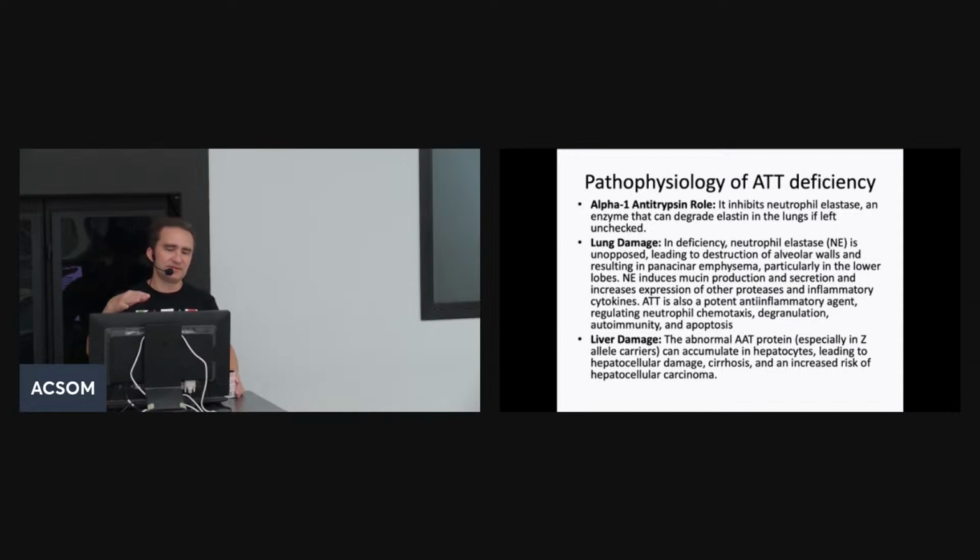So you don't have enough of this in the lung, but you have too much of abnormal alpha antitrypsin in the liver. Okay, because that's where it's produced, right? It accumulates in the liver, leading to damage, cirrhosis, and then anybody with cirrhosis has increased risk of liver cancer.